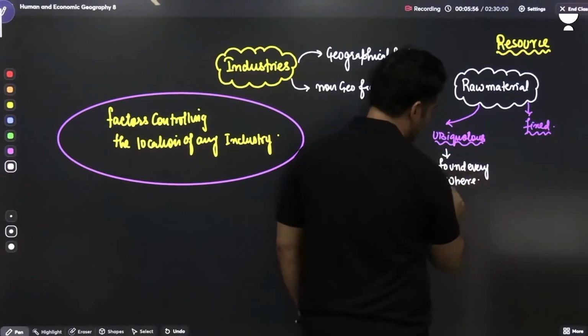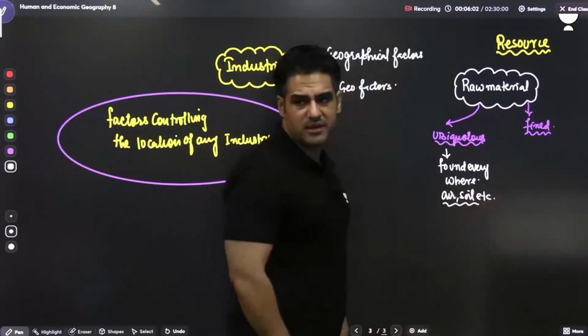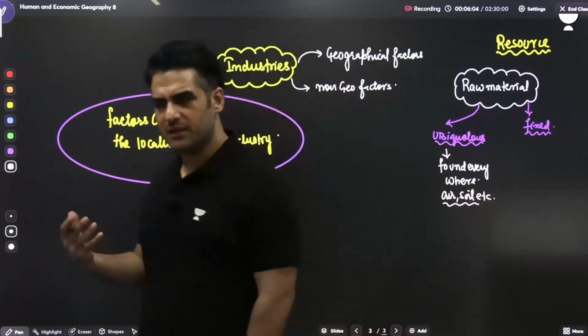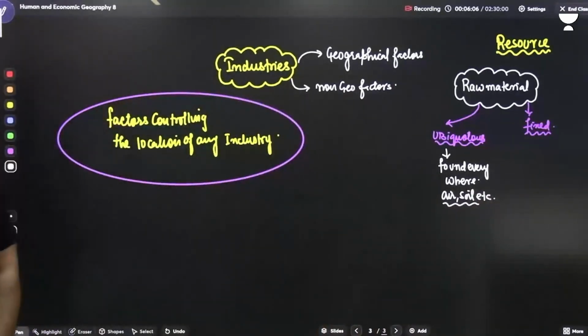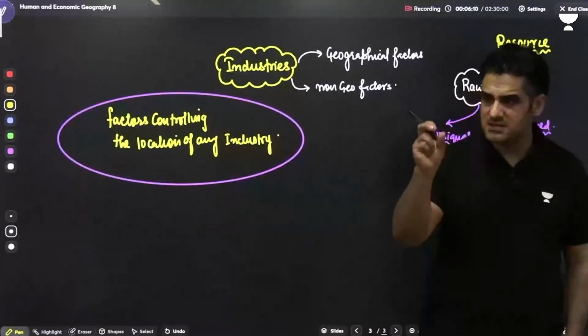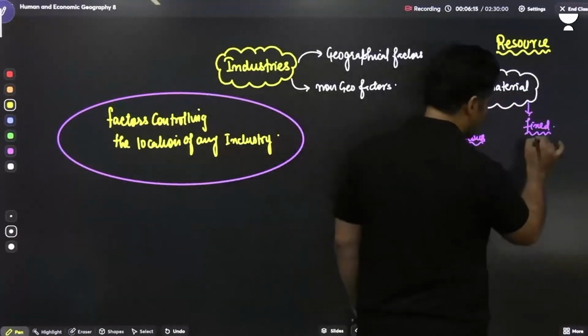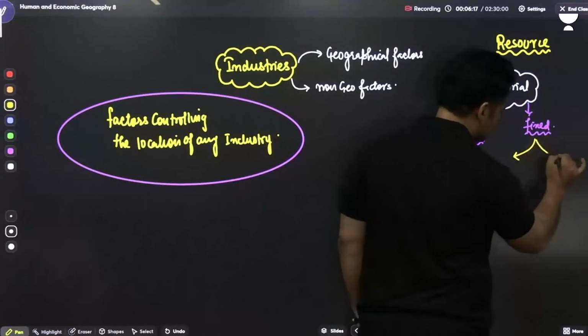Can I say such type of raw material is air, soil, etc.? What are these type of raw materials? Ubiquitous. You will find them everywhere. But when we talk about fixed raw material, it means they are present in some specific geographical locations. These fixed raw materials are of two types.